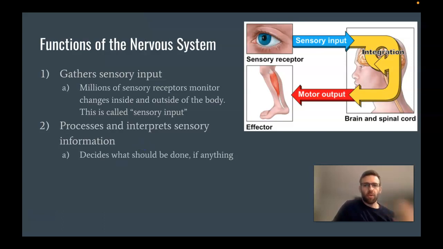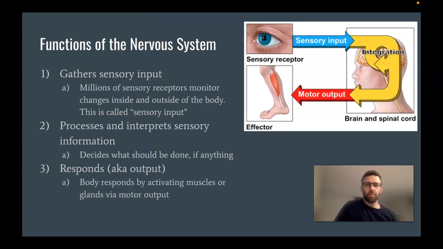When it's interpreting the information, it's deciding if anything should be done. If something should be done, then that's what we call the response, and that's what we call the output. That might be some kind of motor output. Maybe we move a muscle, maybe we flinch, whatever the output is. It could be many different things, not just muscles, but also glands, things that we don't really think about or control. It could be cardiac muscle, it could be smooth muscle. So there are many different responses that our body can have to different sensory input. Those are your three major functions of your nervous system.